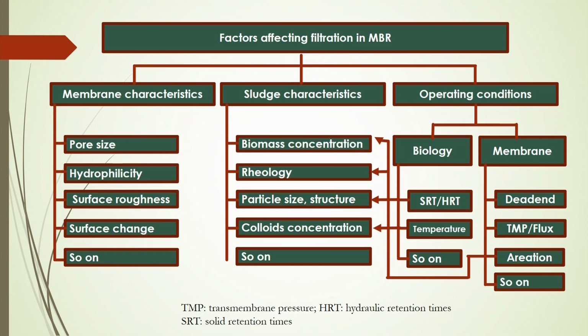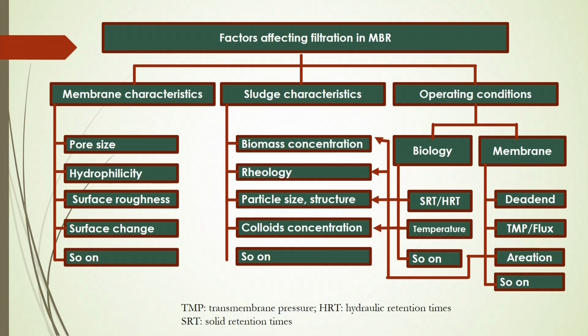Now, if we consider the membrane bioreactor, what are the different factors affecting filtration? Membrane characteristics are pore size, hydrophilicity, surface roughness, surface charge, and other factors, which may affect the performance of the membrane bioreactor. There are also sludge characteristics like biomass concentration, rheology, particle size, structure, colloid concentration, and others.